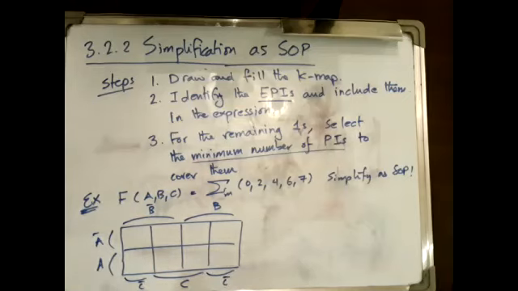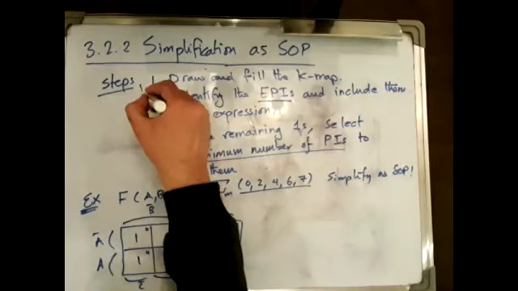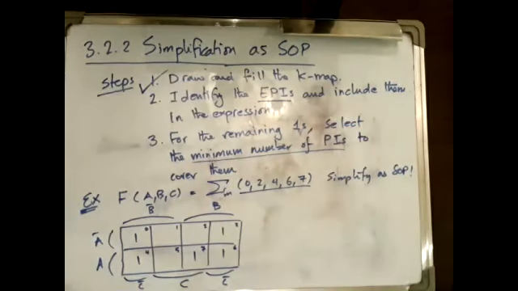And this is 0, 1, 2, 3, 4, 5, 6, and 7. So these are the ones. So we fill the map with the ones: 1, 1, 4, 6, and 7. So this is the first step, which is draw and fill the map.